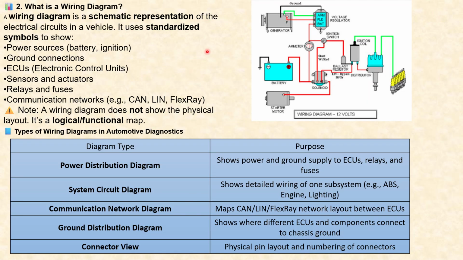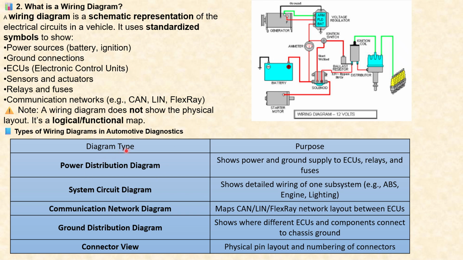Now, what is a wiring diagram? A wiring diagram is a schematic representation of the electrical circuits in the vehicle. It uses standardized symbols to show power sources, ground connections, ECUs, electronic control units, sensors and actuators, relays and fuses, communication networks, etc. And again, within the communication network, where CAN is used, where LIN is used, where FlexRay is used. This schematic diagram clearly represents and elucidates to the user or the technician.